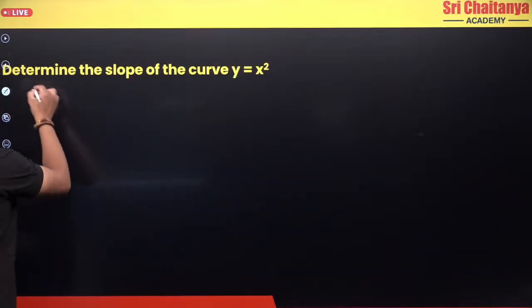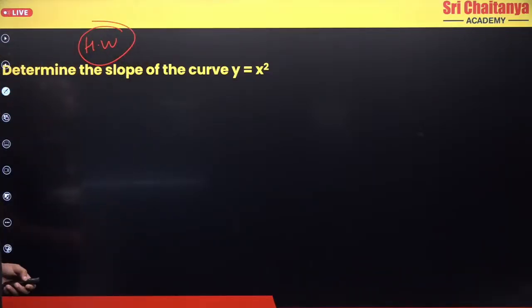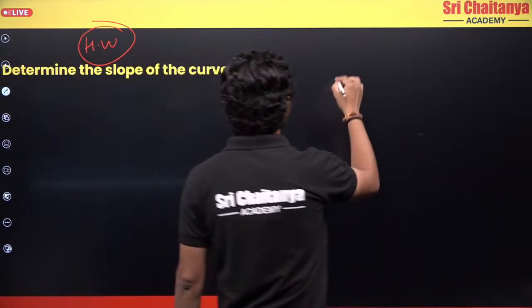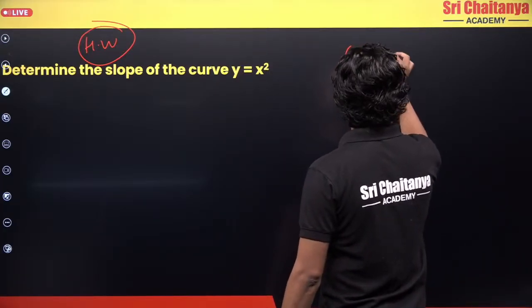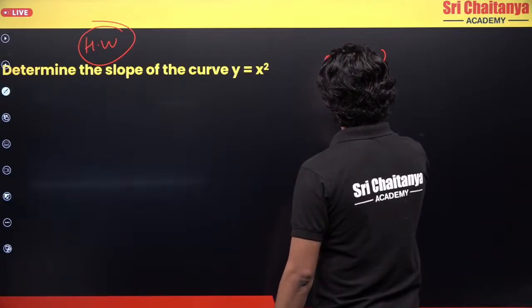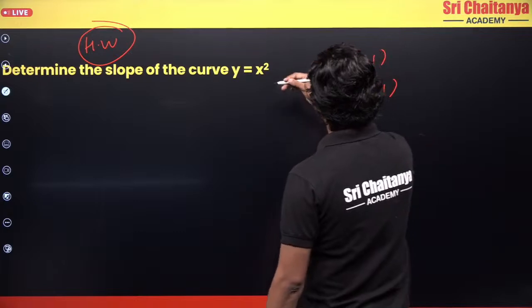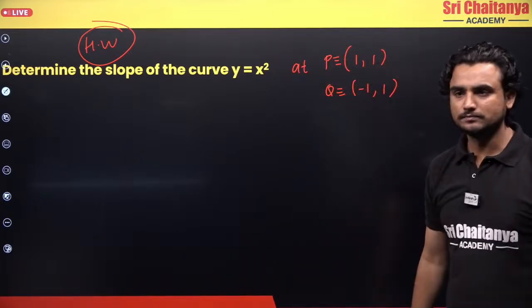I have one more question here. This is a homework question I will give you. You try to find the slope of the curve. Now I have not given any particular point, so you take any point if you want to. Let's say the point I want to find is 1, 1. And the second point, P is 1, 1, and Q is, let's say, minus 1, 1. These are the 2 points, P and Q. Please try to find it here.